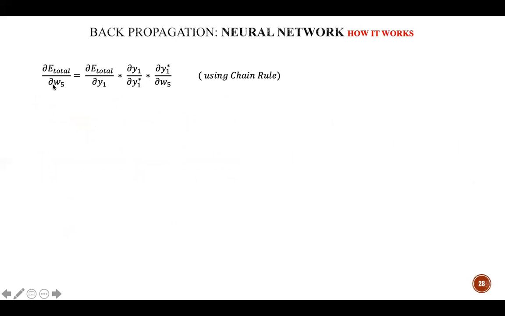In calculus, we have something known as the chain rule when it comes to partial derivatives. So partial E over partial W5 is equal to what? Partial E over partial Y1, multiplied by partial Y1 over partial Y1 star, multiplied by partial Y1 star over partial W5. Okay, so this is the chain rule, straightforward.